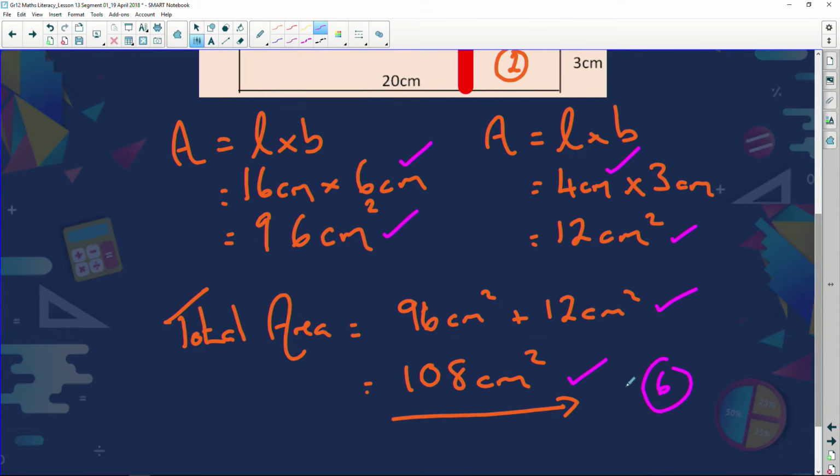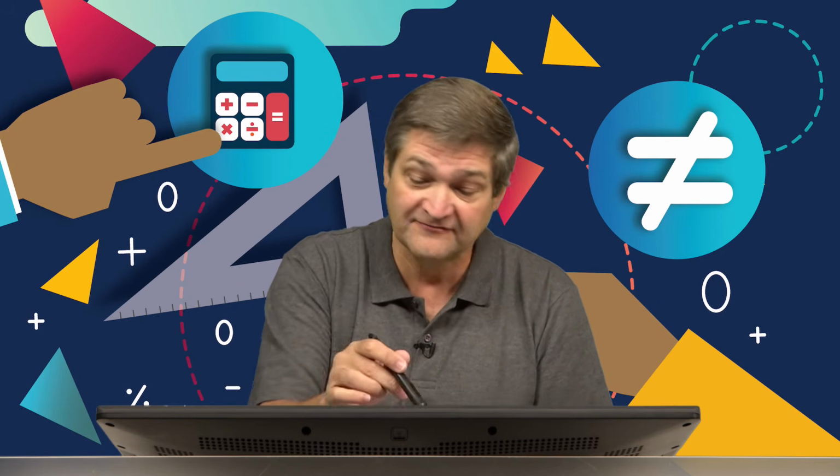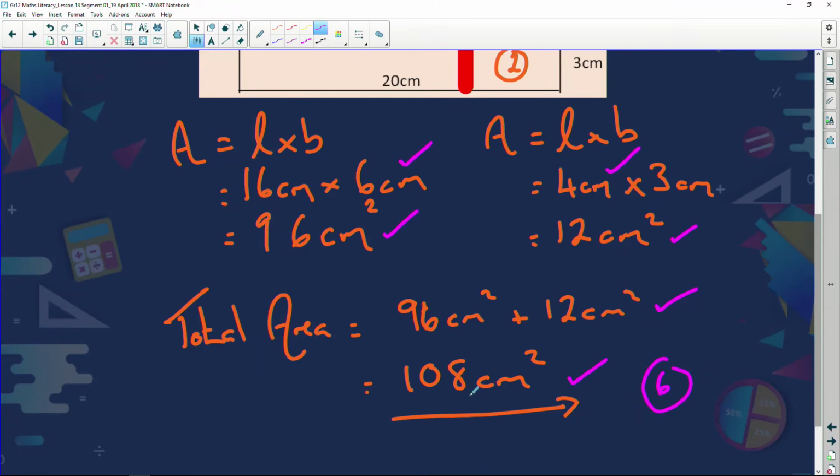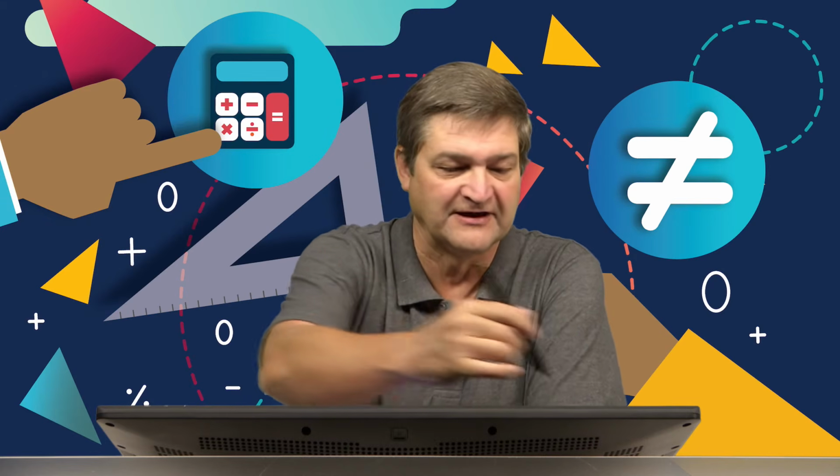Now imagine if I did that in my head and I made a careless mistake somewhere, okay? And suddenly I got 107 centimeters. I got this, 96, I got that 12 all in my head. I said 96 plus 12 and I got 107. And I just write 107 down. I would get 0. But if I show what I've done and I add this incorrectly, I would still get 1, 2, 3, 4, 5 out of 6. Got to show the working. Let's have a look at another example.